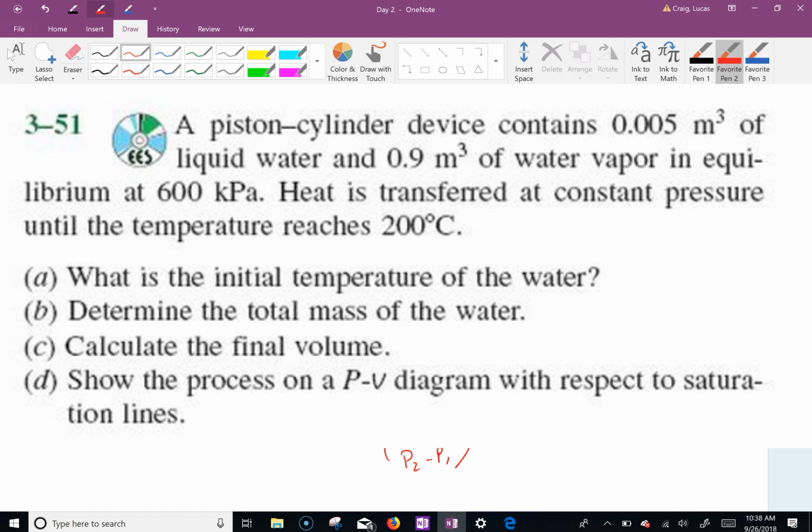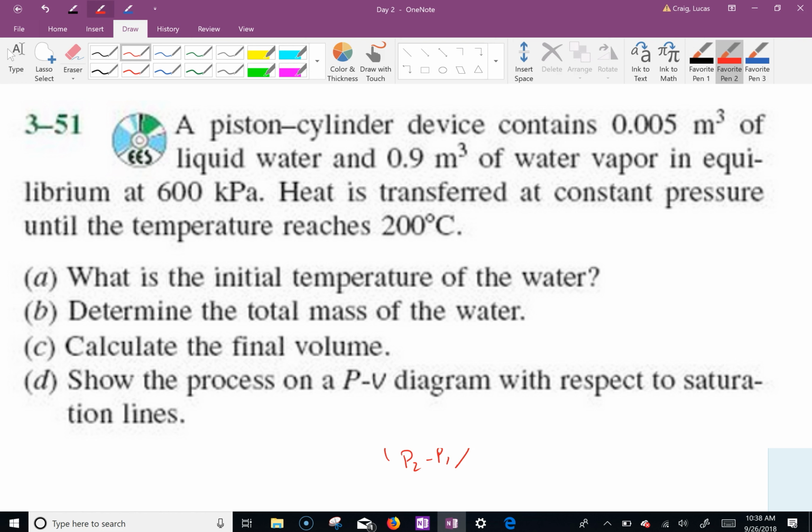All right, so let's look at, which one do I want to look at? Yeah, so look at the piston cylinder device contains 0.005 meters liquid water. So this one is what we're going to look at.